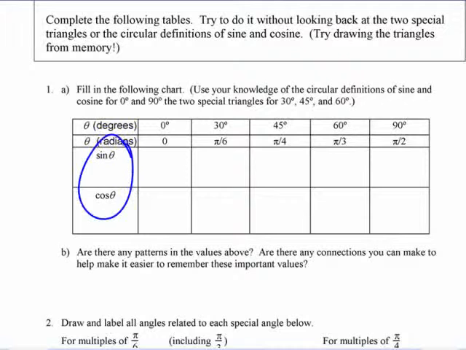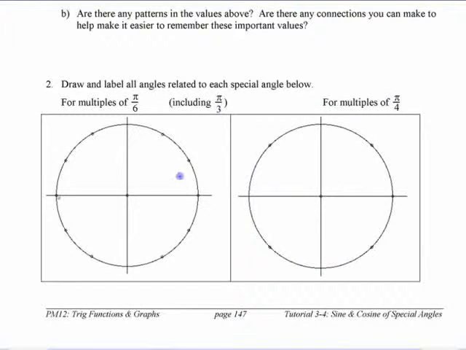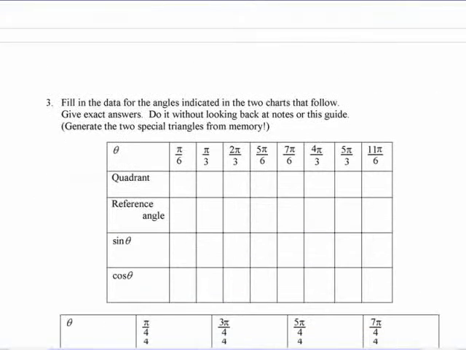Okay, so you're writing the sine and the cosine for all of those within 0 to 90, and then it's just kind of restating it here. Draw and label all the angles related to pi over 6 and pi over 3. And then draw all of them related to pi over 4. It's redoing the activity. You don't actually have to go through and do that if you want. I think you're going to be okay with this. Don't get hung up on filling in everything.